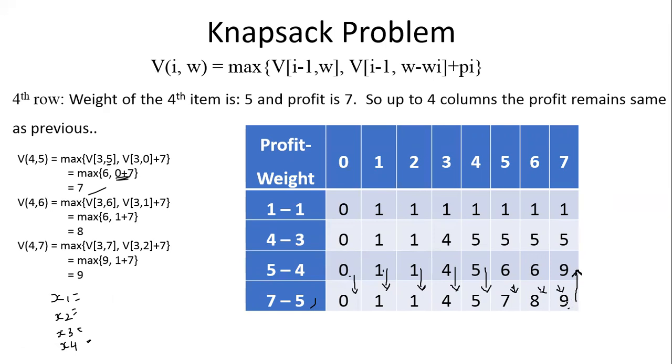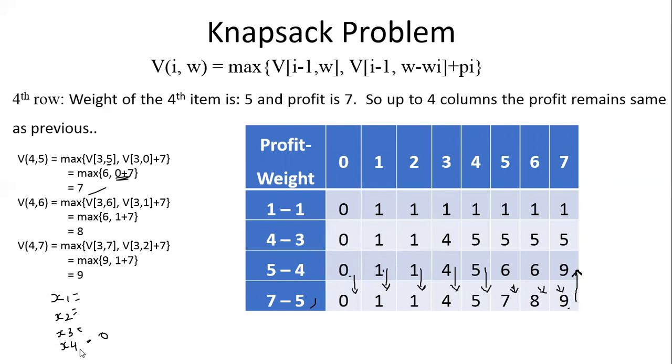So here also 9, and in the previous row also 9. That means there is no change between these two rows. That clearly indicates that this item is not included in the bag. Why? Because this profit is already earned in the previous row. There is no change in this row. That's why this item is not included in the knapsack.